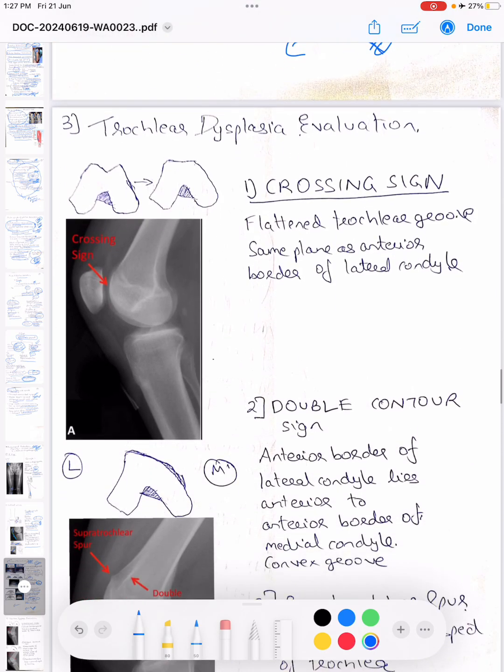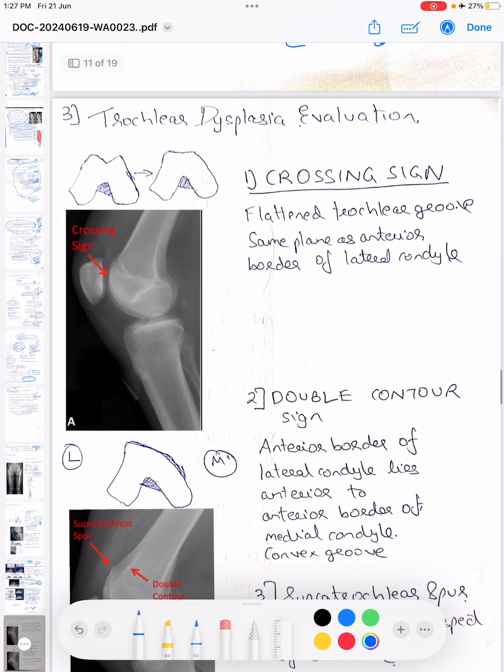The next most important part of the radiological evaluation is to check for trochlear dysplasia. This needs to be fixed before going for operative management, and needs to be done in the planning of operative management, right? Normally you see a depression in the trochlear groove. Whenever this depression is lost, whenever there is a flattened trochlear groove, this predisposes to recurrent patellar dislocations, right?